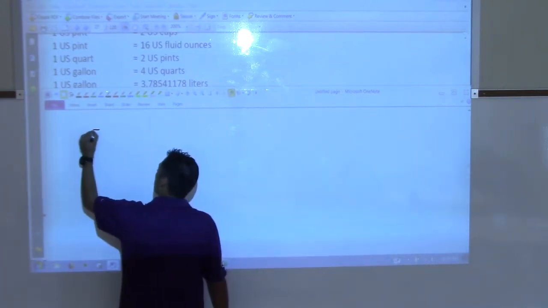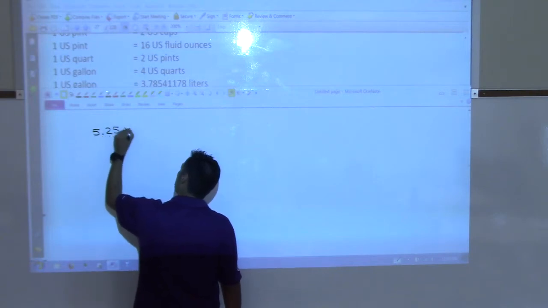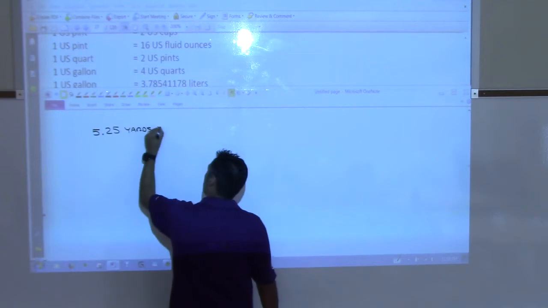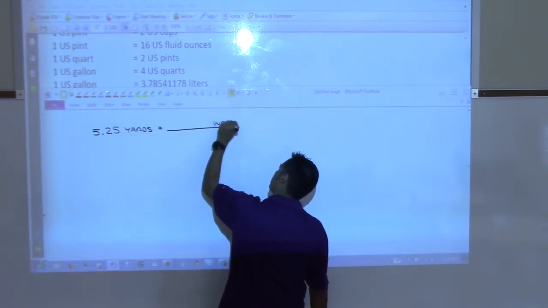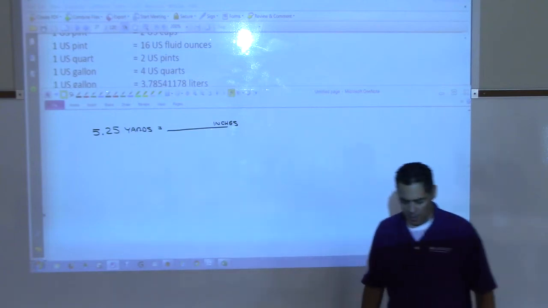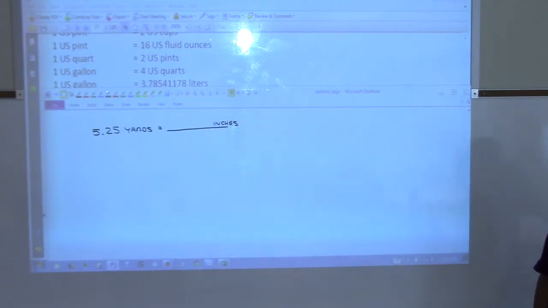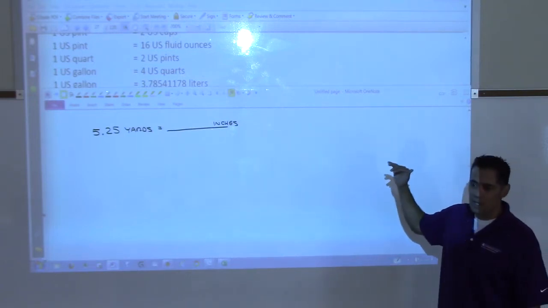What if you have 5.25 yards and you want to convert that over to inches. Well, guess how we have to do this? We have to do the proportions. There's no easy, simple moving decimal places. We have to use all the proportions that we need in order to get us from yards to inches.